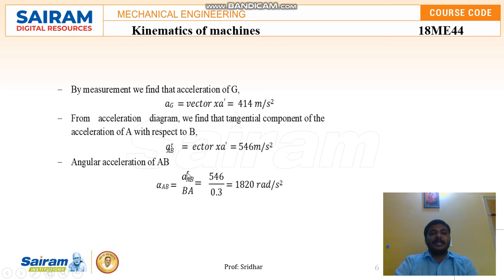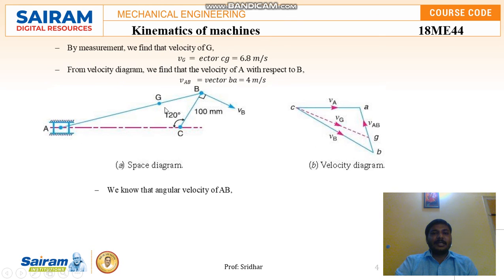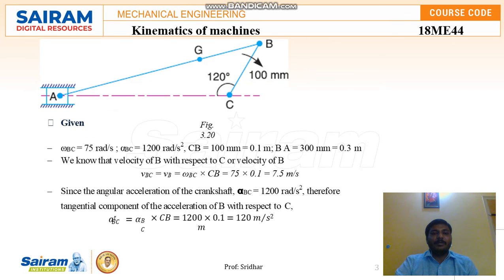Now the angular acceleration of AB, alpha AB by BA, with the values we already got, is 546 divided by 0.3, so the angular acceleration is 1820 radians per second squared. So we got the angular acceleration of AB as 1820 radians per second squared, and from AB we got 120 meters per second.